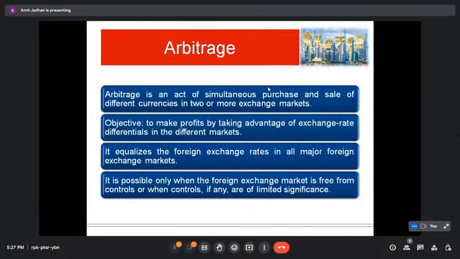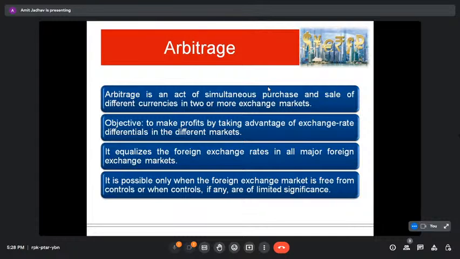Next, we have arbitrage. Arbitrage is the act of simultaneous purchase and sale of a different currency in two or more exchange markets. So simultaneously, someone can purchase the same currency in two or more different markets. The objective is to make a profit by taking advantage of exchange rate differentials in the different markets.